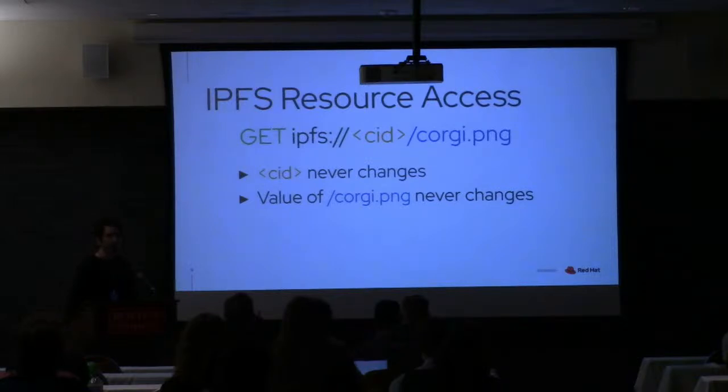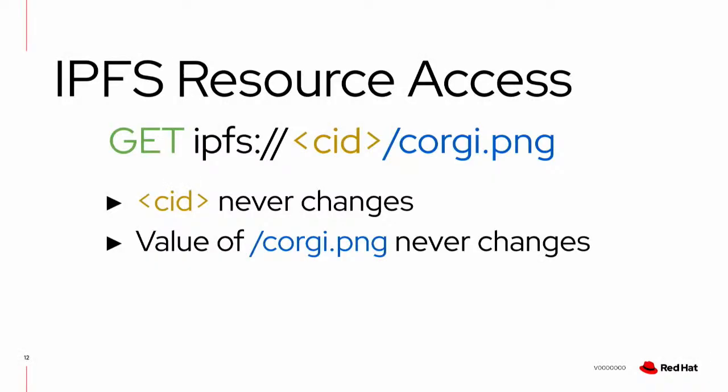Now, when you talk about an IPFS resource address, you're going to say, I want this content ID, and then you can do relative paths with that as well, and say, I want corgi.png. And that content ID is never going to change, but neither is the value of corgi.png, because it's based on that content ID.